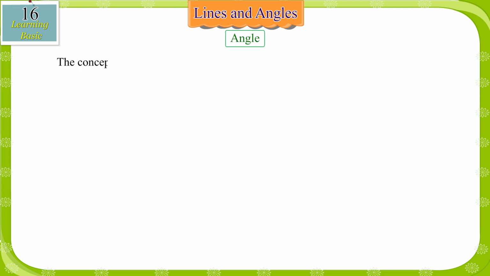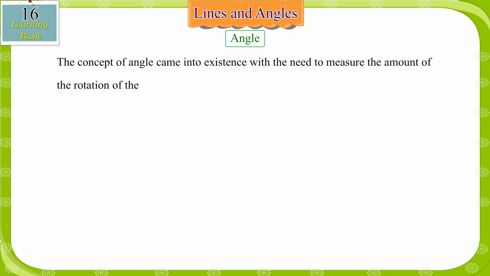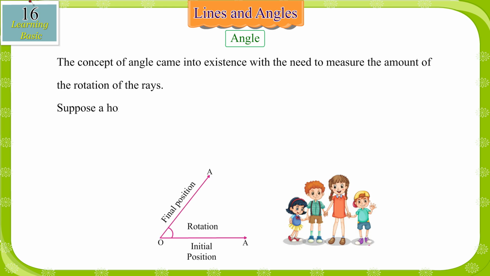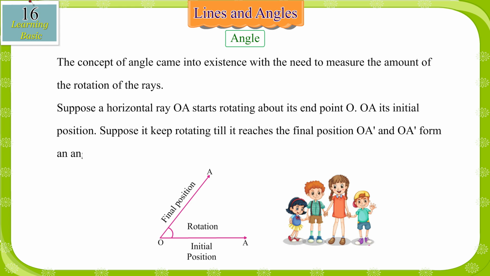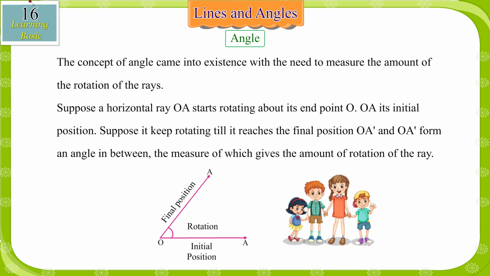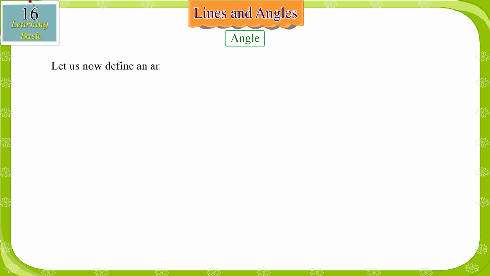Angle. The concept of angle came into existence with the need to measure the amount of the rotation of the rays. Suppose a horizontal ray OA starts rotating about its endpoint O. OA is its initial position. Suppose it keeps rotating till it reaches the final position OA dash, and OA dash forms an angle in between, the measure of which gives the amount of rotation of the ray. Let us now define an angle geometrically and study its various parts.